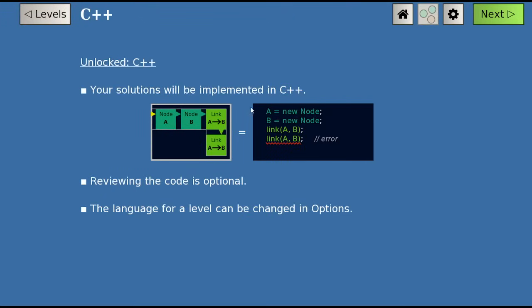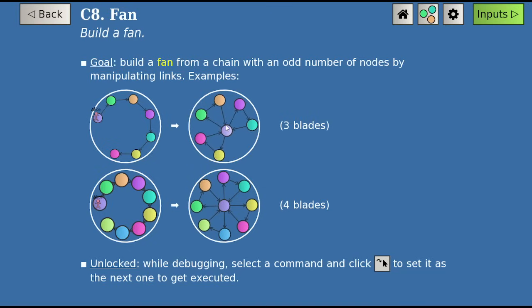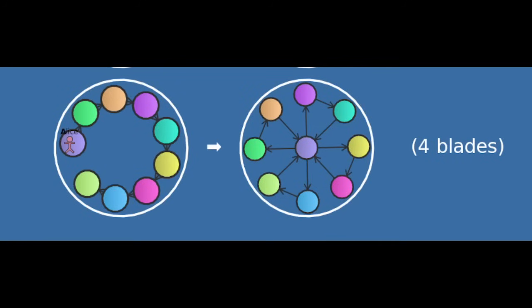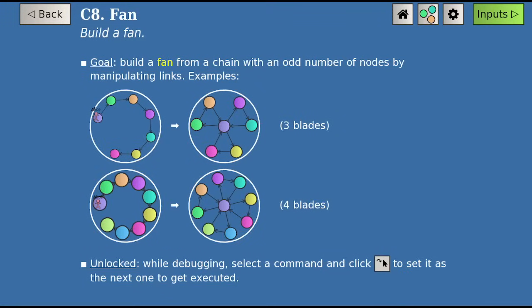So what's this? So next, I got the C++ language that my programs can be implemented in. Okay. Build a fan. 3 blades. Okay, so from the center node, there are three cycles in this example. And in this one, we have 4 of these blades, aka 3 cycles connected to the center. Okay.